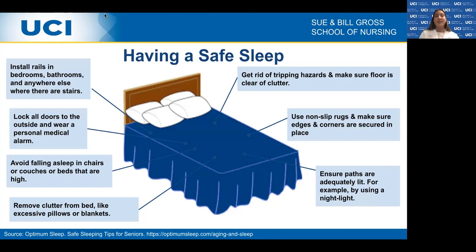The first thing we can do is install rails in bedrooms, bathrooms, and anywhere else where there are stairs in order to prevent falls. We can also lock all doors to the outside and wear a personal medical alarm. We can avoid falling asleep in chairs or couches or beds that are high. We can remove clutter from beds, like excessive pillows or blankets. We can get rid of tripping hazards and make sure the floor is clear of clutter. Use non-slip rugs and make sure edges and corners are secured in place. And finally, ensure paths are adequately lit, for example, by using a night light.